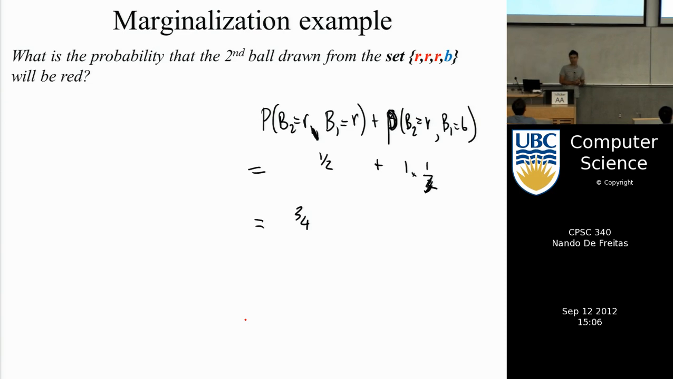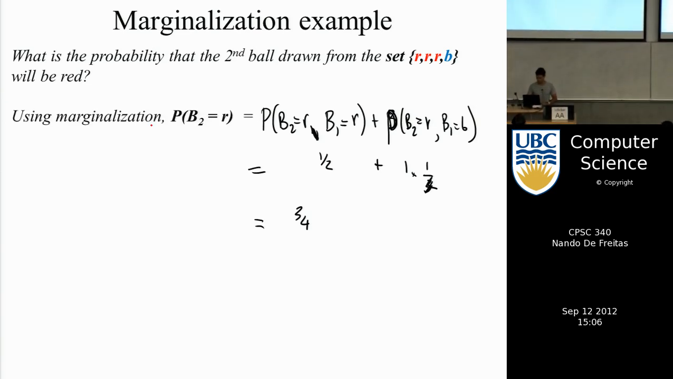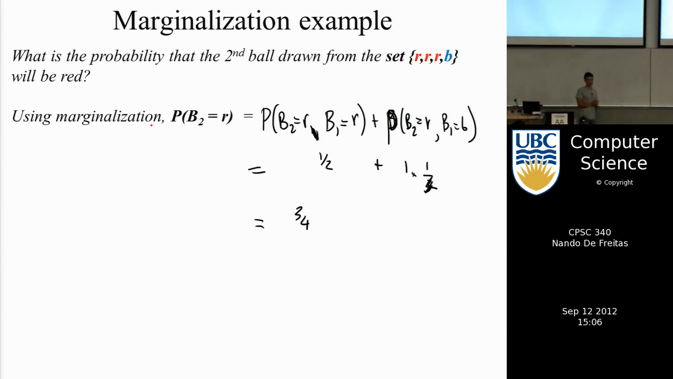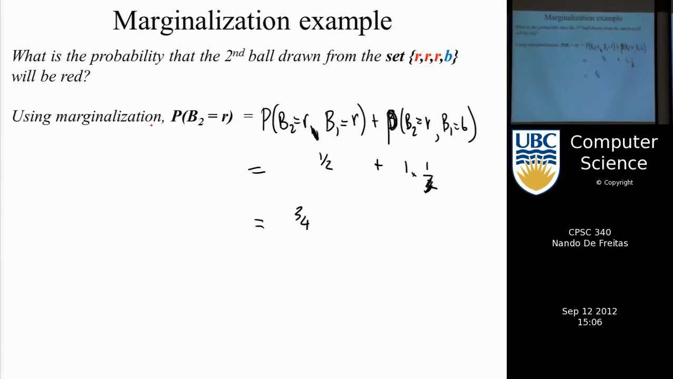In the case of the red ball, the probability that B2 is red is the sum of the probability of B2 being red and B1 being red, plus B2 being red and B1 being blue. Okay? So if you don't know a variable, in this case B1, we need to sum over all its values.